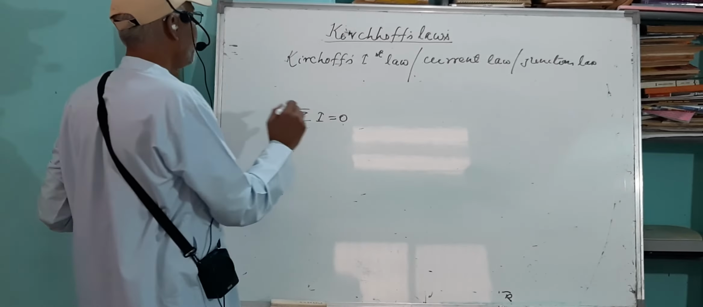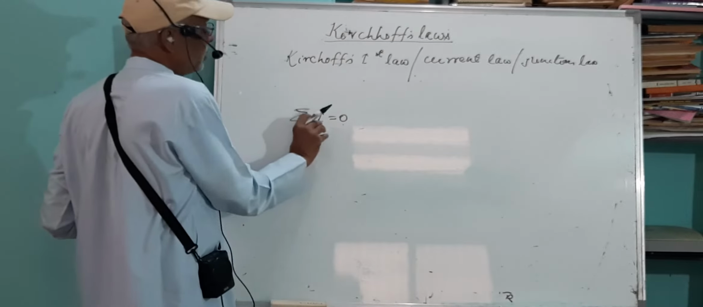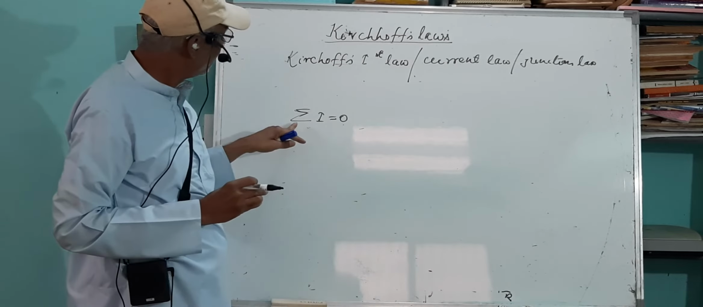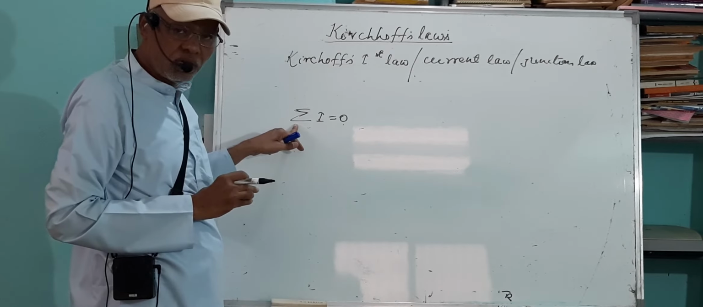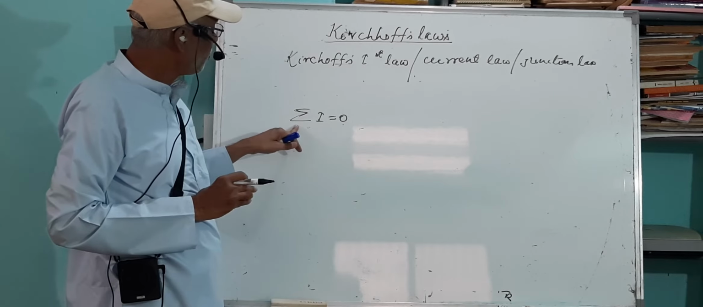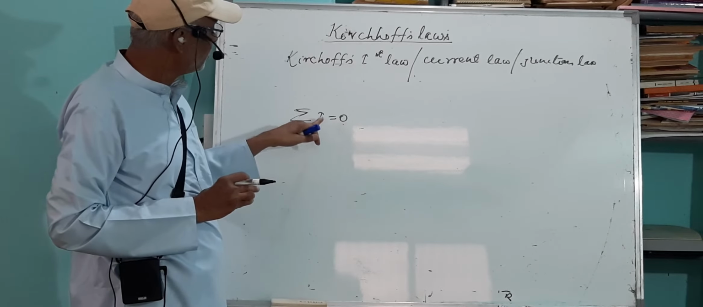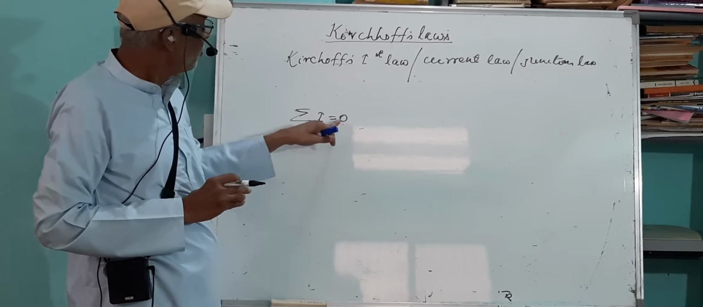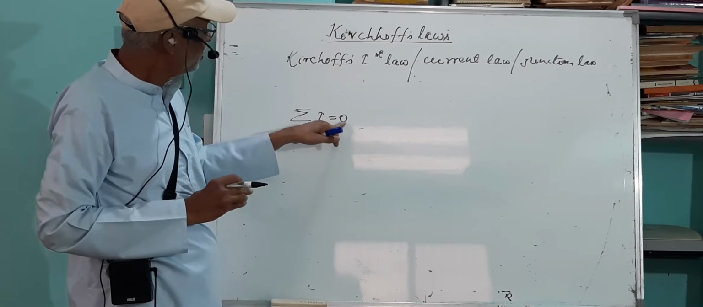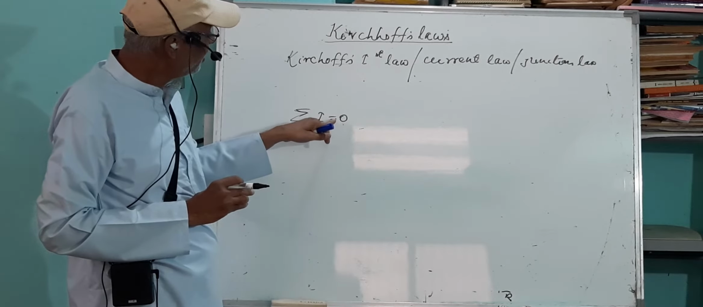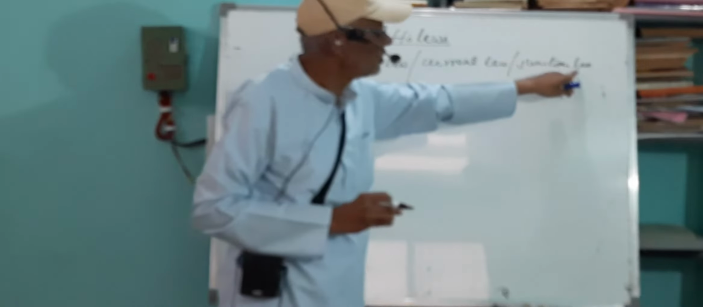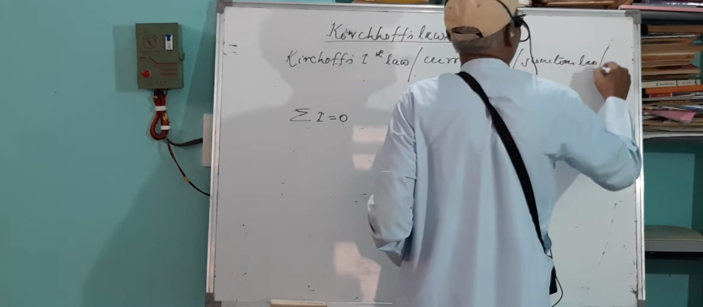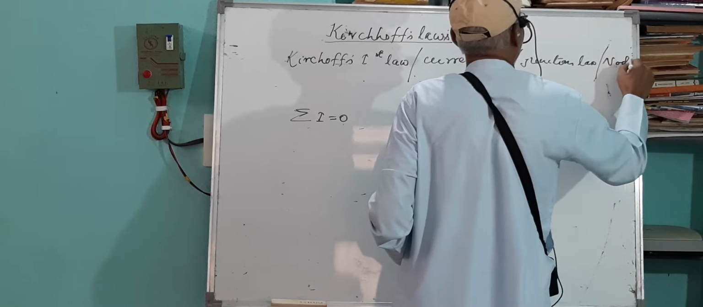Now let us see how the statement can be generated with the help of this mathematical expression. This is a summation symbol. The algebraic sum of currents meeting at a junction is equal to 0. Since it is dealing with the junction, it is called the junction law. Junction is nothing but the node, so it is the node law.